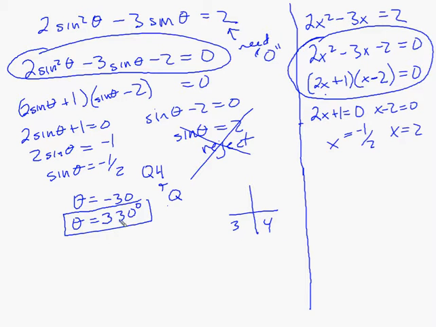So we have our fourth quadrant answer, we need our third quadrant answer. That would be 180 degrees plus our reference angle. Our reference angle is 30, so that would be 210. Okay, those are our two answers.